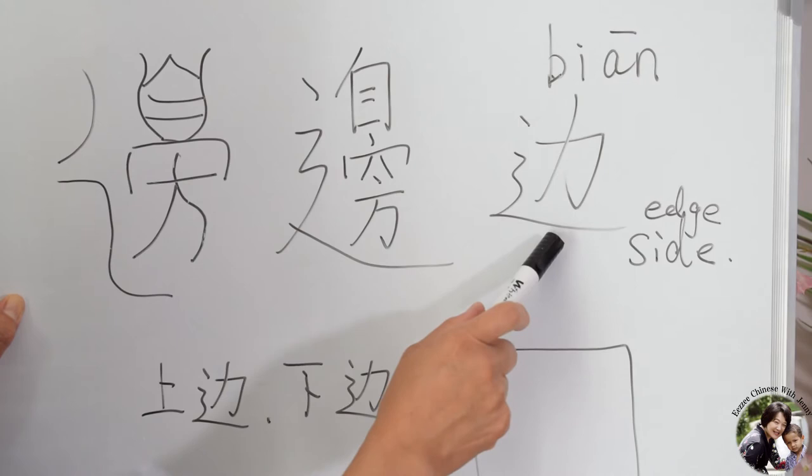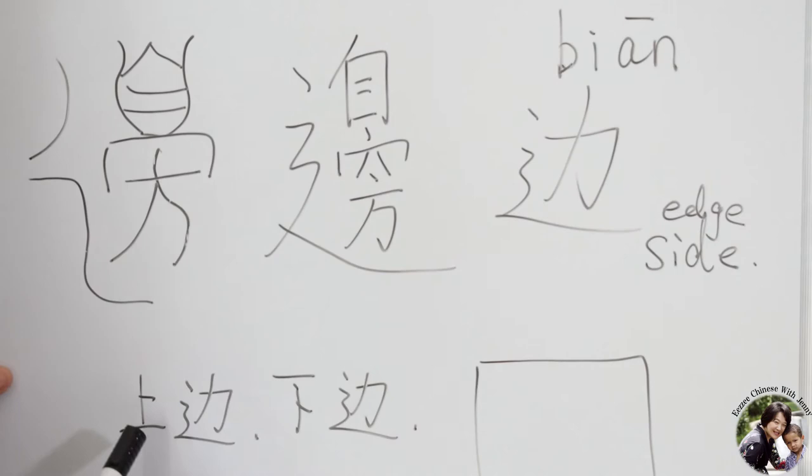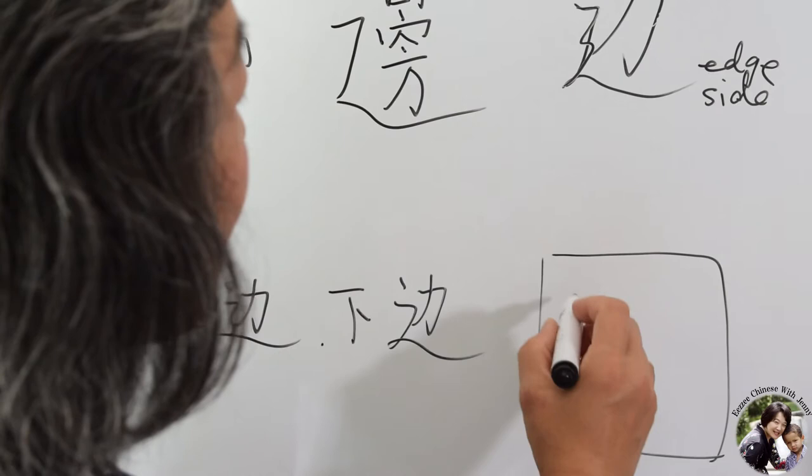边, 边. If we form a few phrases, using the characters we have learned. 上 means top, right? 上边, top side. 下边, lower side or bottom side. How do we write it? We start from the left, outside. 点儿.